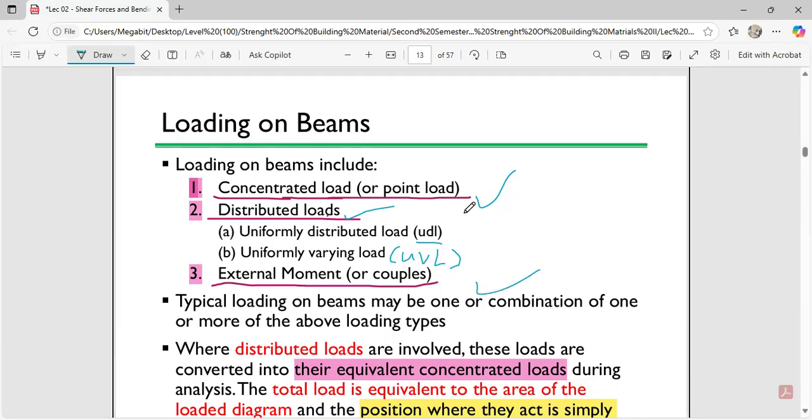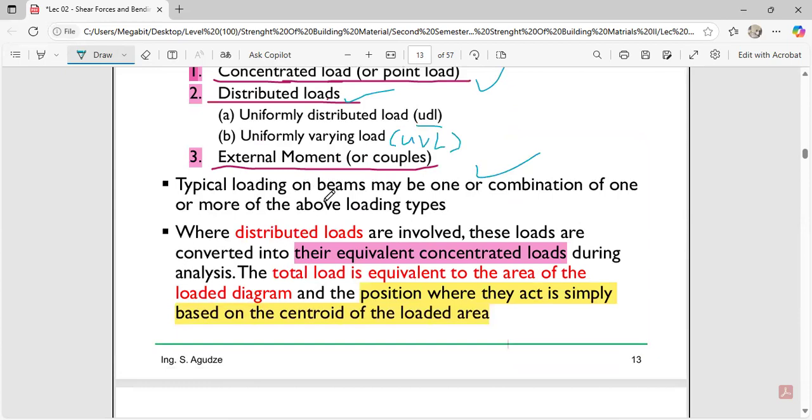So basically, how many kinds of loadings do we have on beams? We have the concentrated loads, we have the distributed loads, and we say the distributed load is composed of the uniformly distributed load and the uniformly varying load. And last but not least, the external moment, or couples.